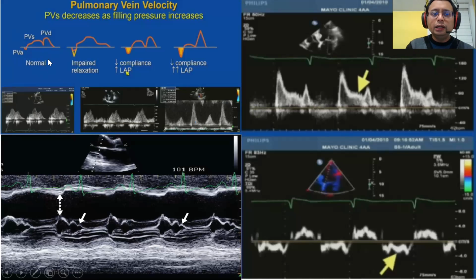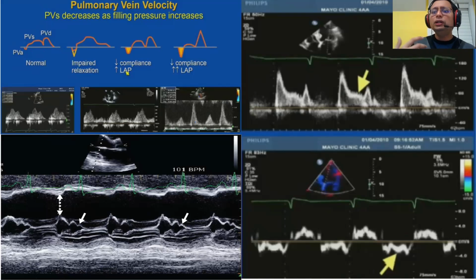In normal people with very good left ventricular suction, the S component of the pulmonary vein is lower than the D component of the pulmonary vein. This you basically see in young adults and also in athletes.